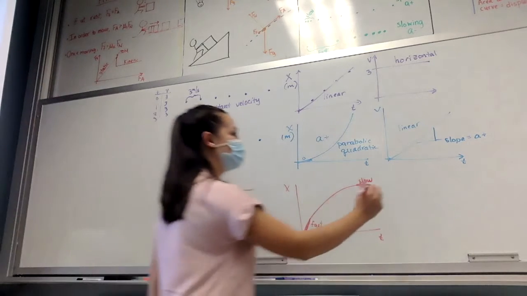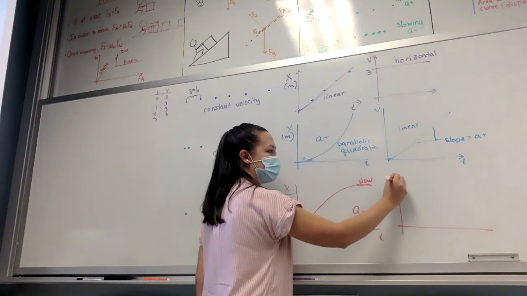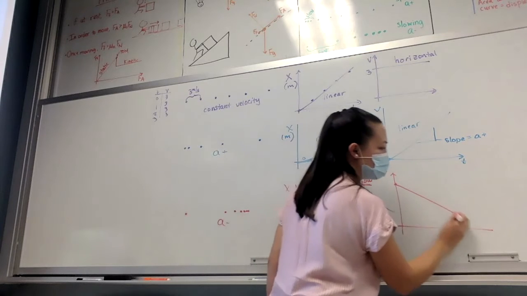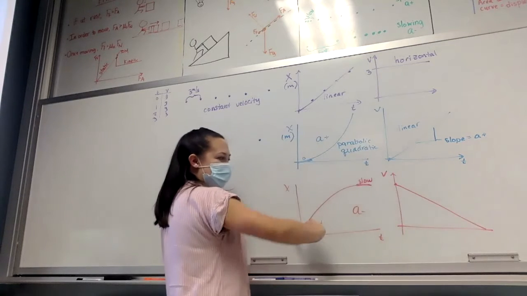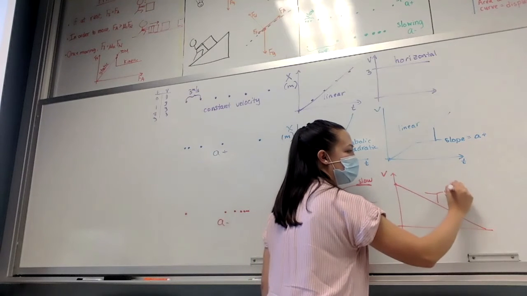What that would look like on a velocity versus time graph then is a positive velocity because you started fast and that gets slower and slower and slower. That acceleration being negative means this slope is negative.